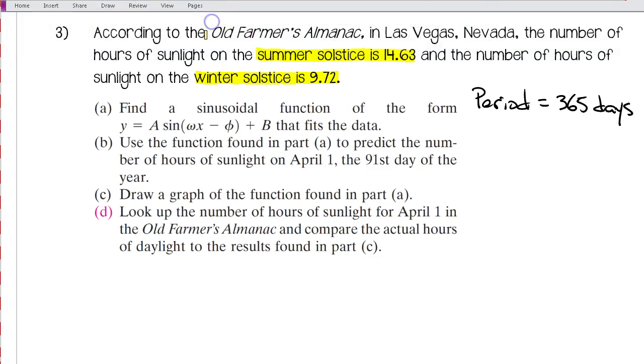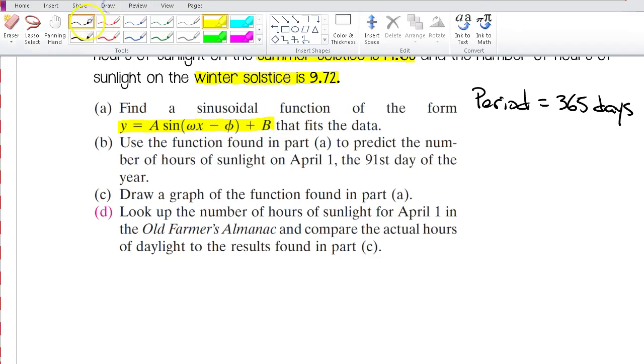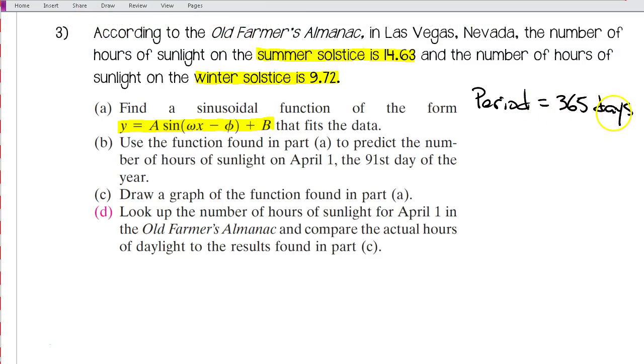Again, some more information here in part A. This is the function that we want to fill in the missing blanks, so we're going to need a, omega, phi, and b. And since we're working with 365 days as our period, and we know that 2 pi over b is our period, so that's going to equal 365.